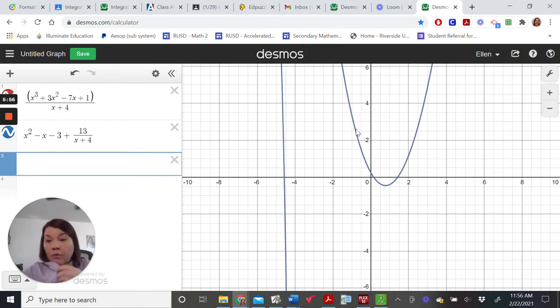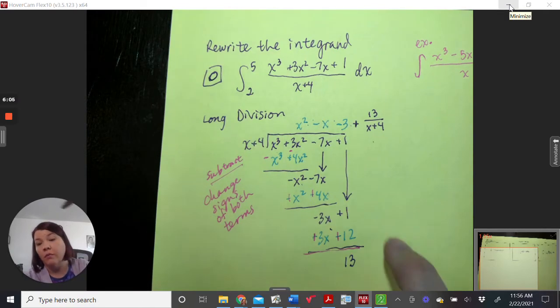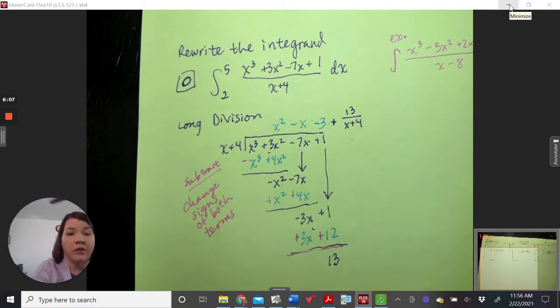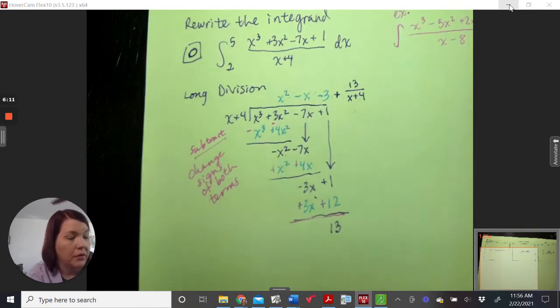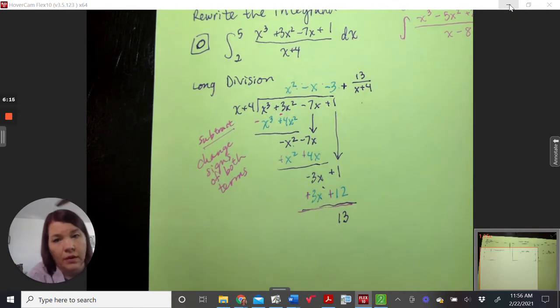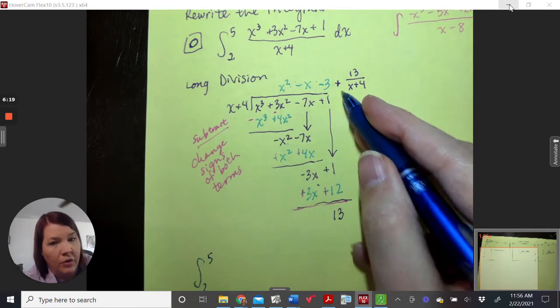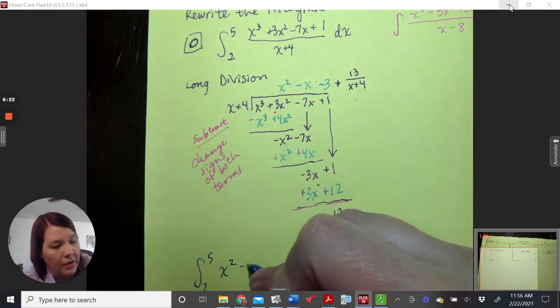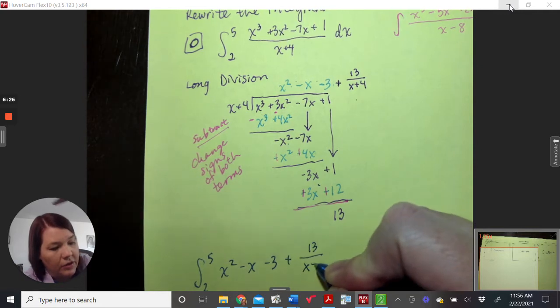Okay, so that's that. So back we go. We've demonstrated that yes, they are equivalent. We didn't make a mistake. It's just a quick way to check yourself. And now we can continue with our calculus. So I'm going to just go to a different color. And so I have the integral from 2 to 5 of my new expression, x squared minus x minus 3 plus 13 over x plus 4 dx. And I'm going to put that in parentheses because I'm integrating each part.